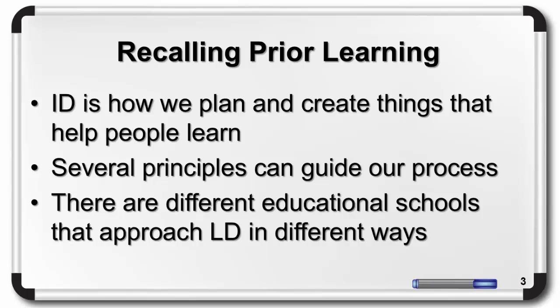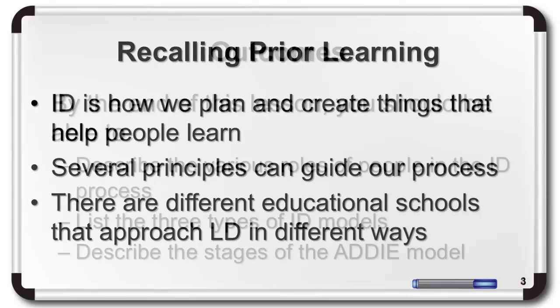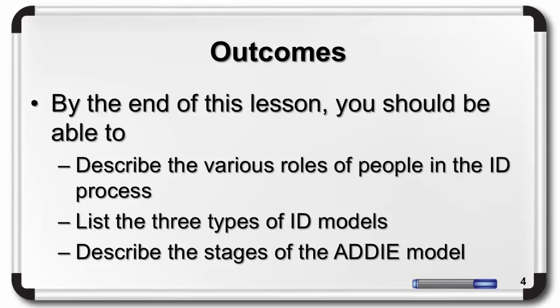In past lessons, we were introduced to the field of learning and instructional design. We learned that design has to do with how we plan and create things like curriculum, learning objects, and learning environments that help people maximize their learning. We also learned several principles to guide our design process related to teaching and communicating effectively. Lastly, we learned that there are different educational schools like behaviorism, cognitivism, and constructivism that approach teaching and learning design from different perspectives. In this lesson, we will build on the terminology and principles introduced in past lessons by looking at one particular design process in greater detail.